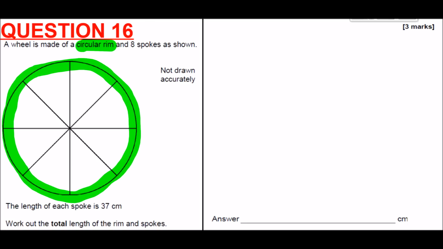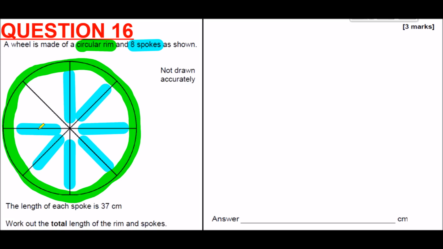The second thing it's mentioning is the 8 spokes. 8 spokes, so we need to count 8 of them. What it must mean is the lines from the middle going to the outside. So I'm just going to highlight in the 8 spokes here. That's 4, 5, 6, 7, 8. So 8 different spokes of a circular rim. And so what we need to work out here is the total length of a rim and the spokes.